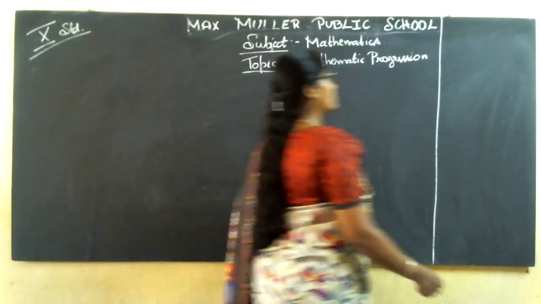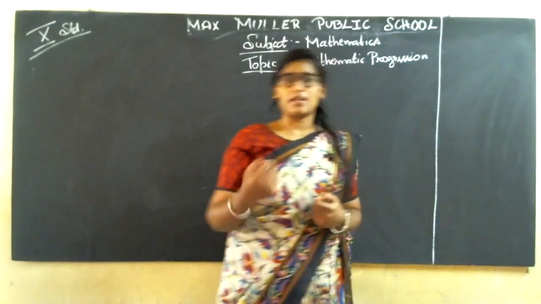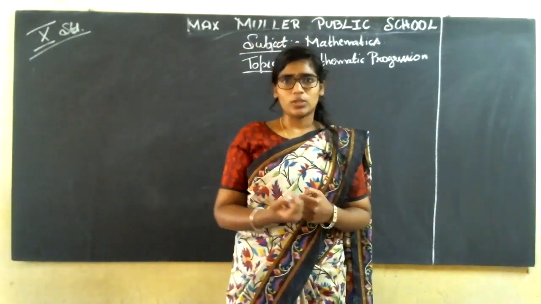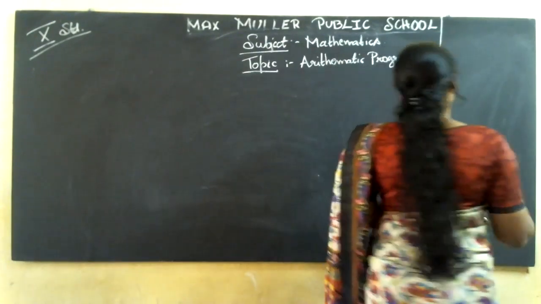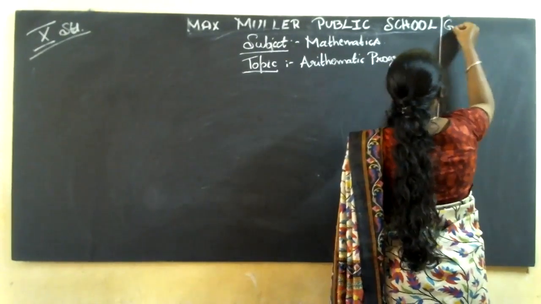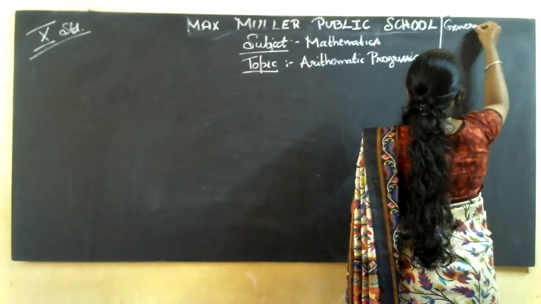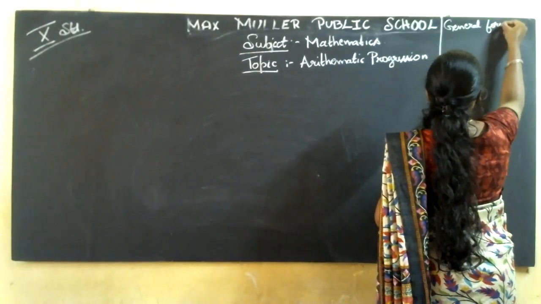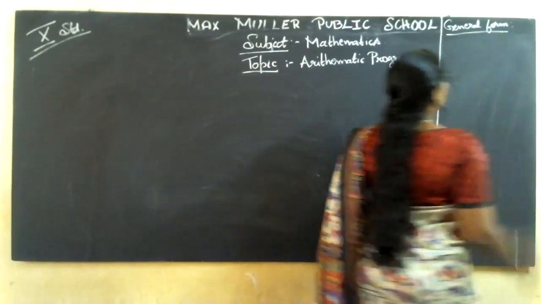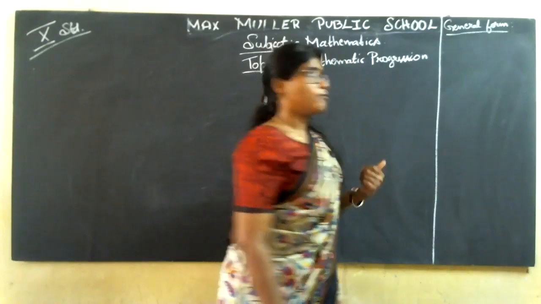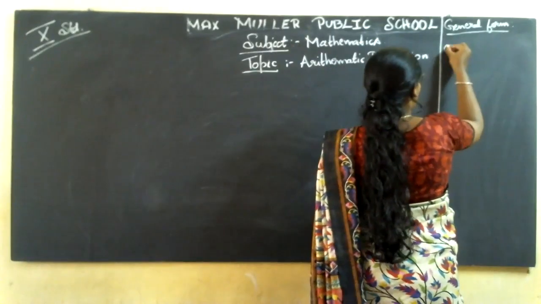Now in today's class, we are going to go with the further topics. Let us revise what we have done in the previous classes, and then we'll go to the new topic. What were the things you learned in the previous classes? You learned about the general formula. In each and every class, you will be having 5 minutes revision. So how are you going to write the general form?